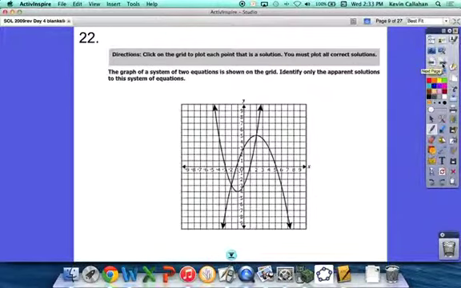Okay, here's another one. It's a system. You've got a graph. What is it telling you to do? What's the action verb here? Click on each point that is a solution. So not just one, make sure you get them both. You see them both? They are approximately here and here. So use your cursor, click, click. Make sure you read the directions. Do them all, don't just do one.